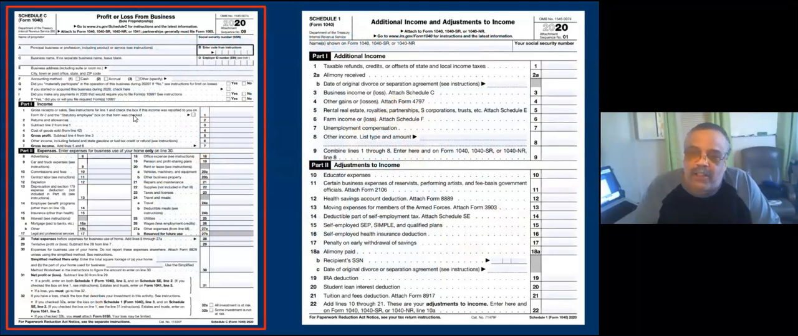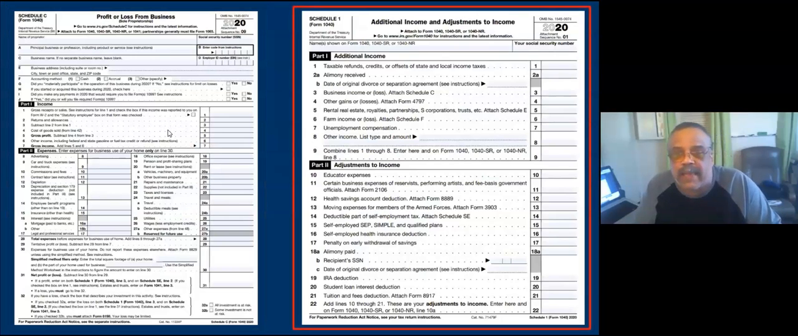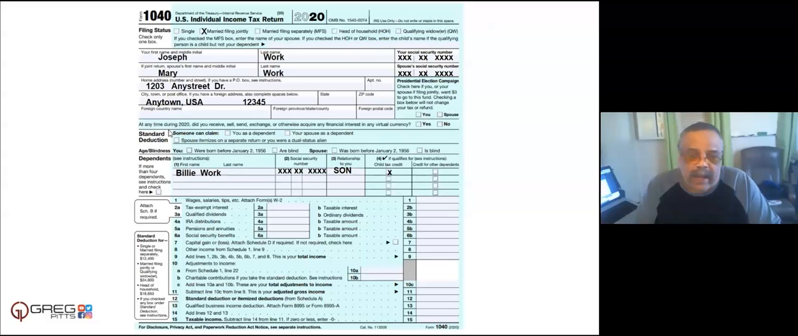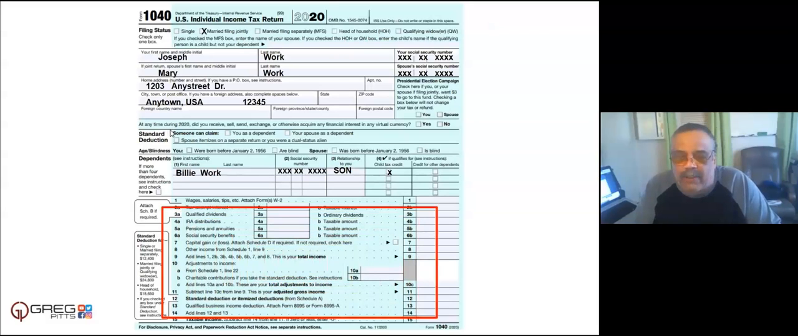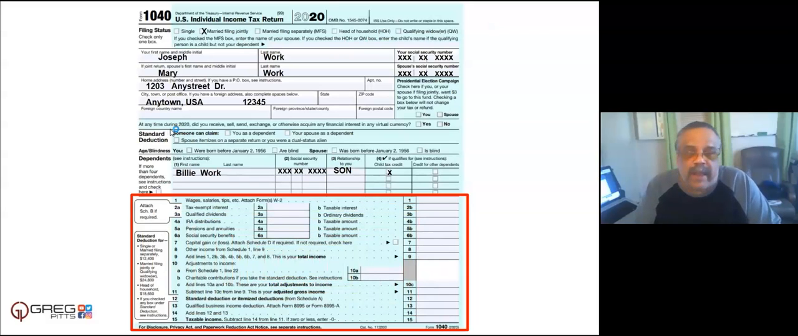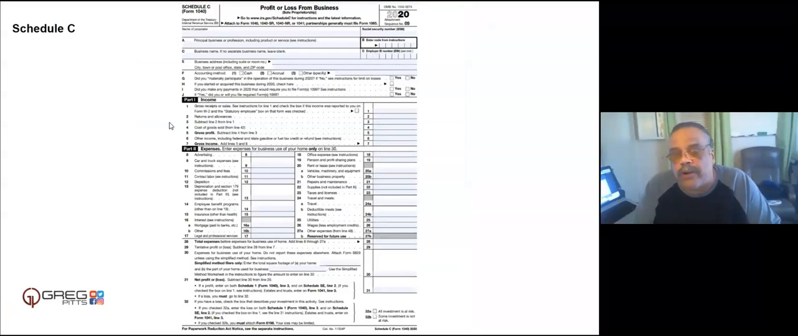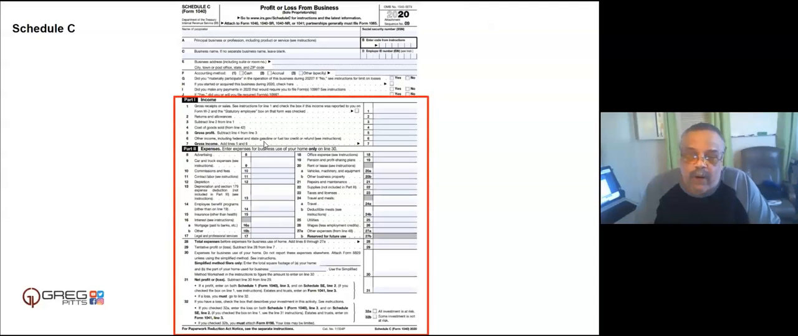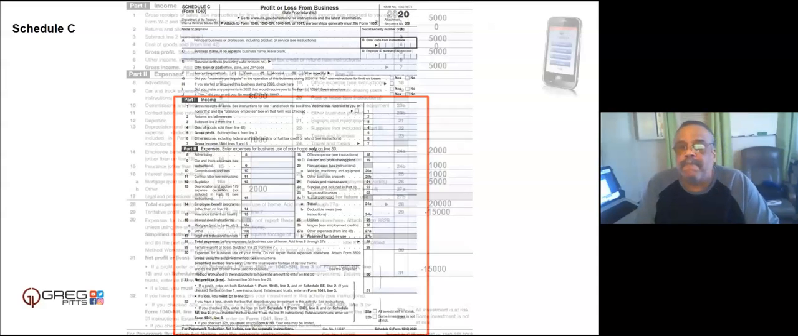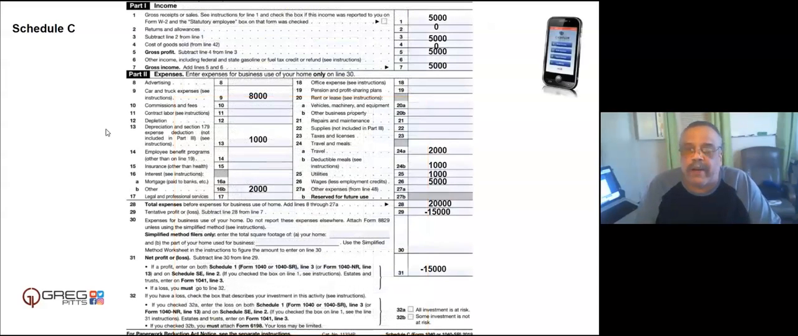So let's break down what the Schedule C and the Schedule 1 do together. Again, we're going to work with the bottom half showing the expenses or the income on your job. We're going to have the Schedule C, and we're going to work with Part 1 and Part 2 of the Schedule C. So let's just show you here.